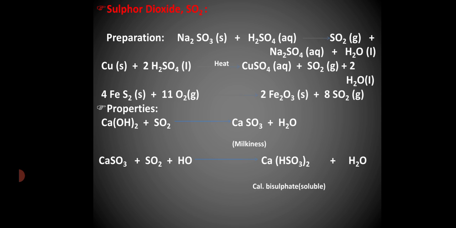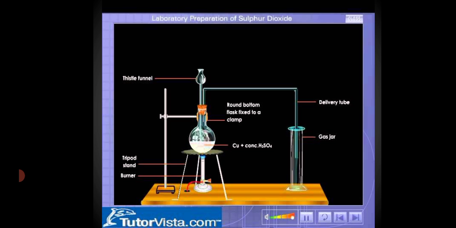Sulfur dioxide can also be prepared using copper. We take concentrated sulfuric acid and copper chips. Concentrated sulfuric acid is poured from the thistle funnel into the round bottom flask, and we get sulfur dioxide, which is collected in the gas jar by the upward displacement of air, because sulfur dioxide is a heavier gas. Air is lighter than sulfur dioxide, so it is being replaced. In this way we are getting sulfur dioxide.